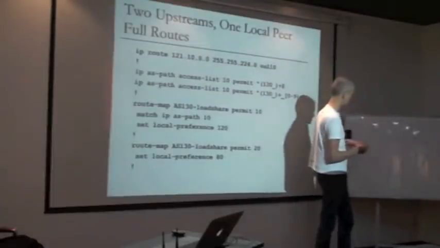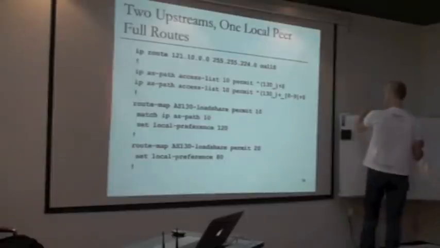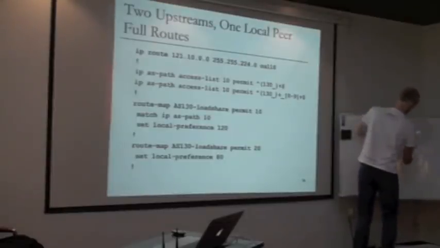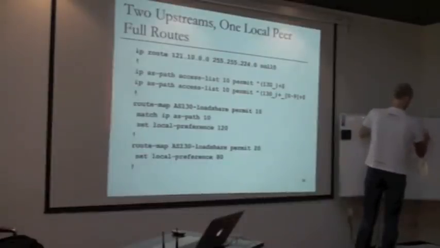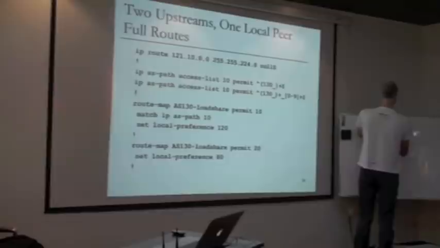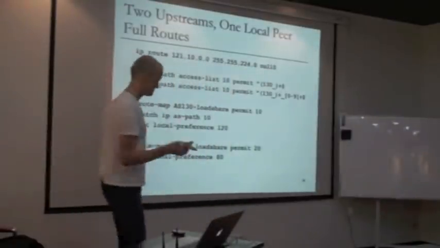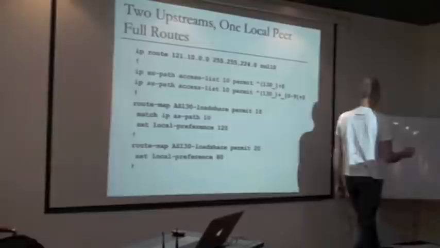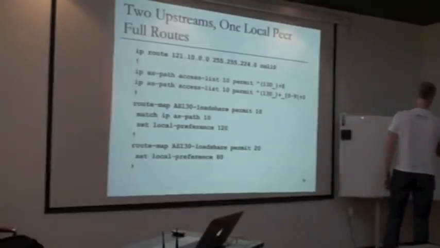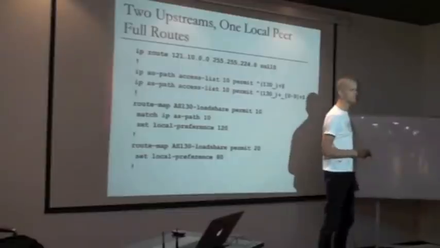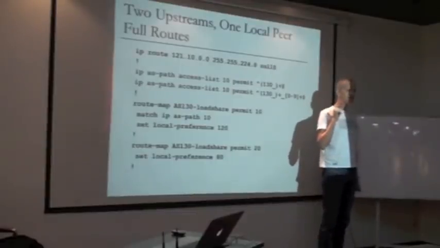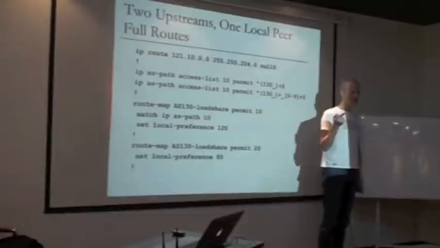Right, so the situation we have is this. Here is AS110. There's 130. What's the other AS? 140. Okay. So there's 110. Now we know how to do inbound load balancing, right?